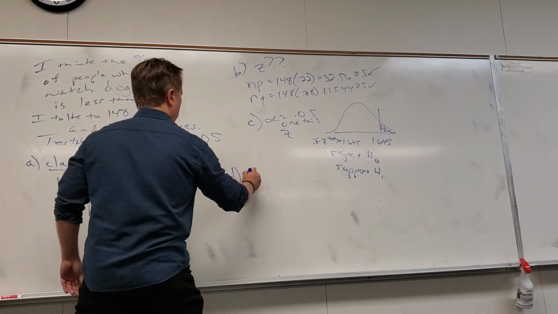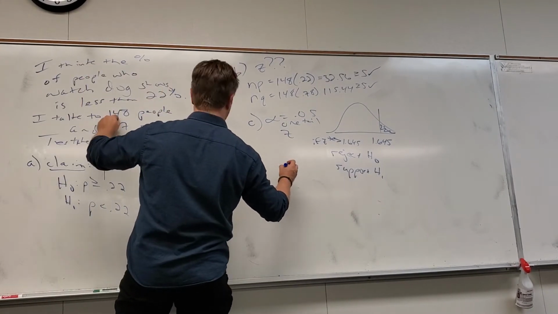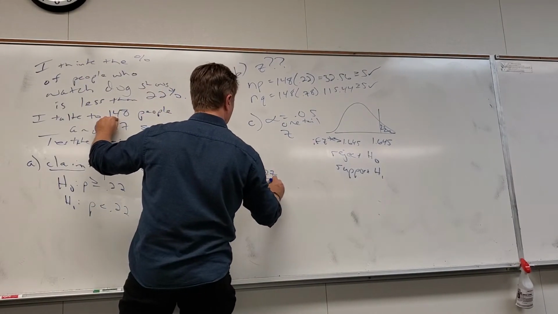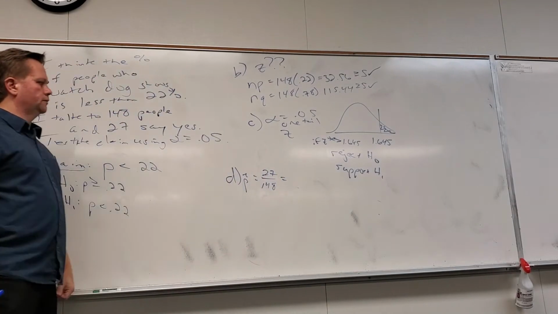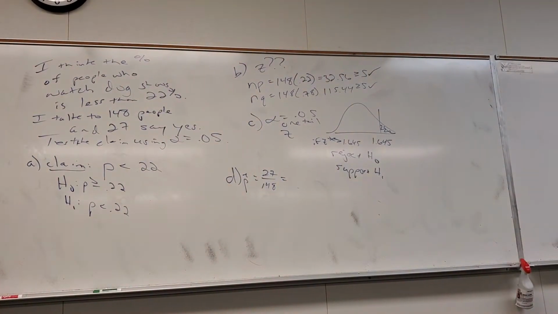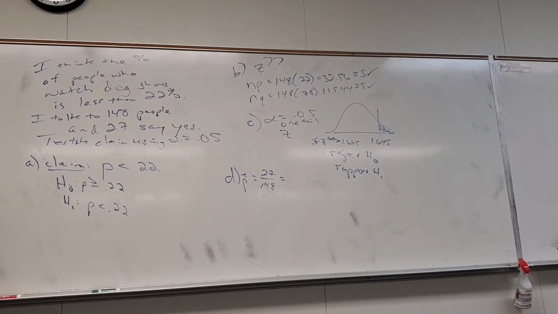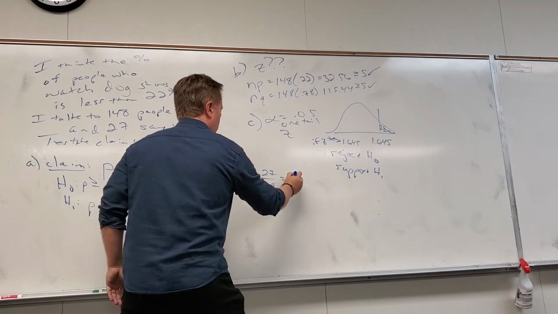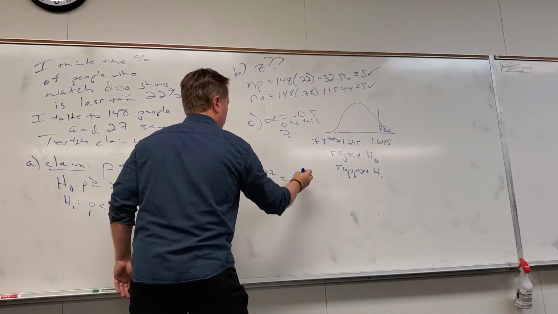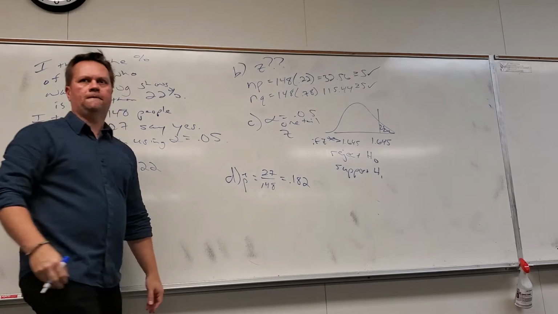So p hat is 27 out of 148. Let's see, 59. Oh, it's like 0.18 almost. What is it? 0.18. Sorry. See, kids, if you know math, you can't dance, but that's all right. So 0.18 exactly? 182. Okay.